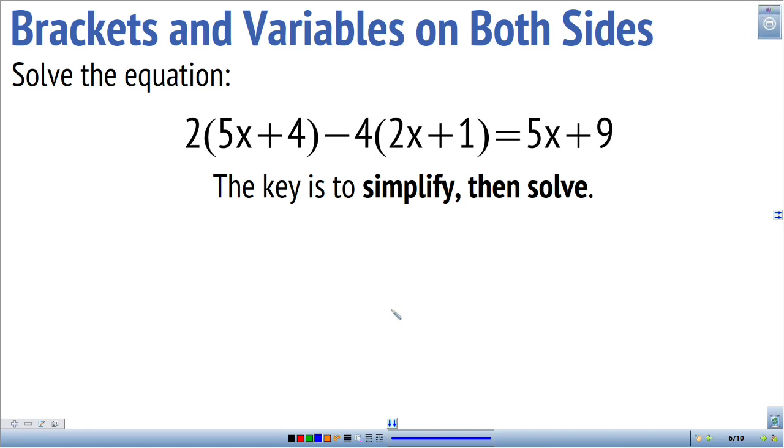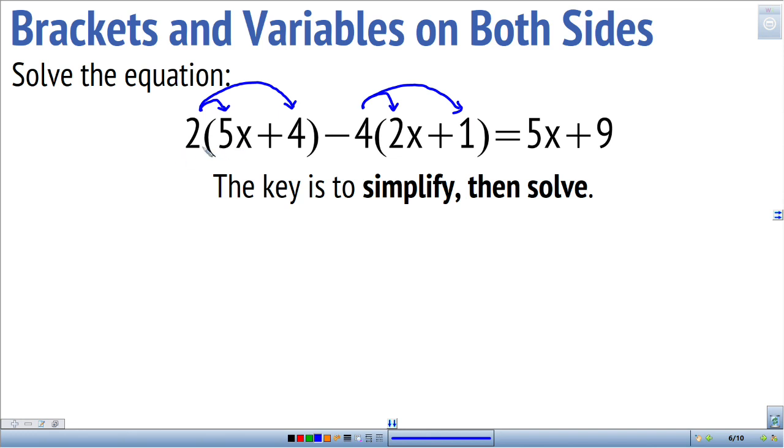Okay. So we're going to go a little bit harder on some of these, but it's really not that complicated if you just think about what the equation is sort of inviting you to do. So when you have brackets like this, the key is to simplify first and then solve it. All right. So when you've got a number out here outside the bracket, remember that this is multiplying, so you need to use the distributive property to multiply in.